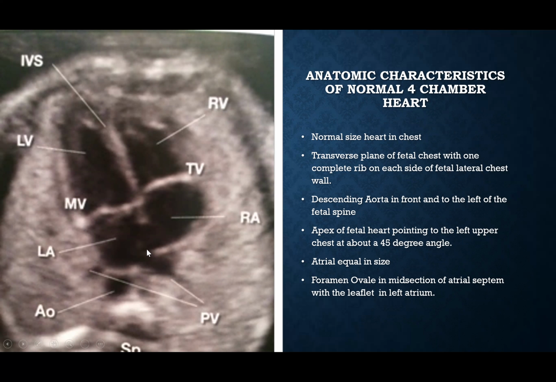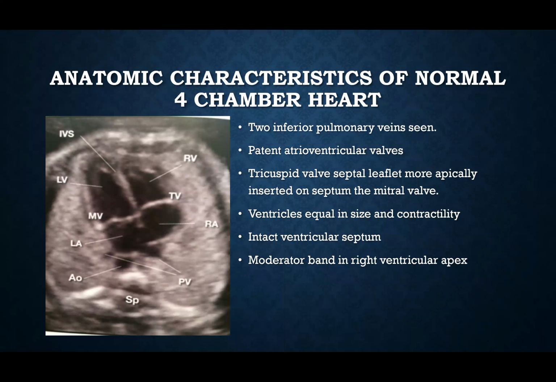The atria are equal in size. I want to see the foramen ovale in the middle. At least 2 pulmonary veins I want to see. I want to make sure that both the tricuspid and mitral valves are opening. I like to see that the tricuspid valve is more apically placed, which means just a little bit lower or towards the chest wall. Both ventricles need to be equal in size and contract.